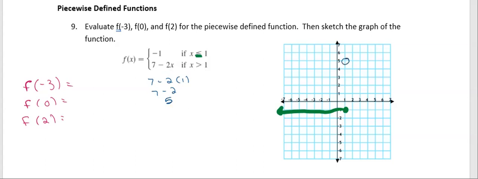There we go. And let's see if we can get a couple more values because we need to have something to graph. So let's say, what about if x is 2? We need that anyway for right here. Well, if x is 2, 2 is greater than 1, so we're using this 7 minus 2x. That will look like 7 minus 2 times 2, so 7 minus 4, and 7 minus 4 is 3.